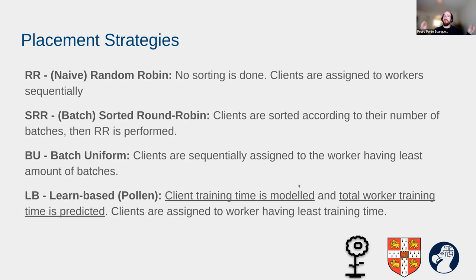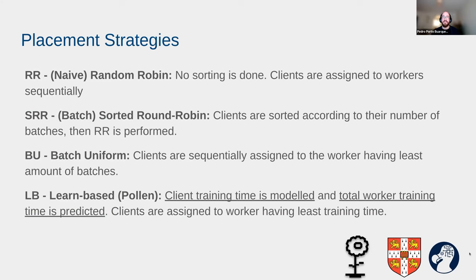Now, we studied different kinds of placement strategies. I briefly mentioned the one based on time, but we also compared to different kinds of placement strategies. Here we have the naive round robin, which is very basic. What you do is you have that original list, and then you keep sending them across all your possible devices.